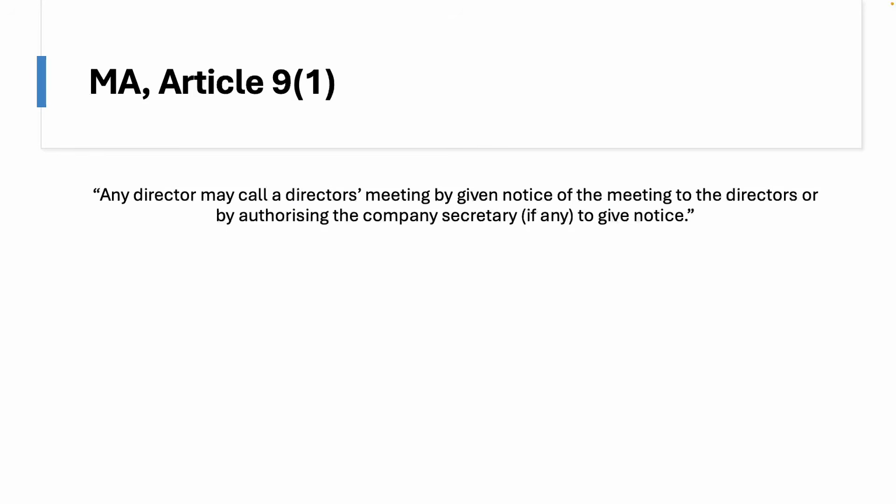It says the following: any director may call a directors' meeting by giving notice of the meeting to the directors, or by authorising the company secretary, if any, to give such notice. Of course, not every corporation has a company secretary, but the ones that do can be utilised for the calling of a directors' meeting.